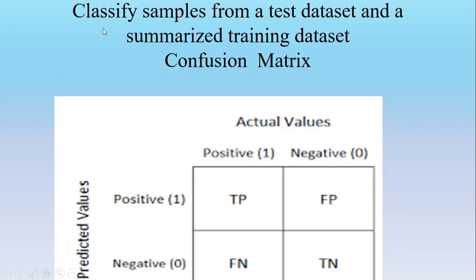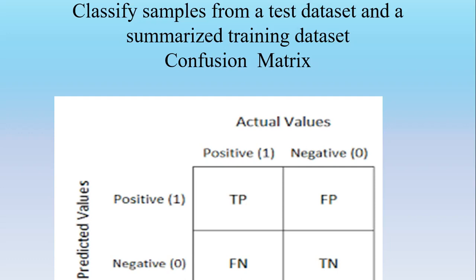Now for the third operation, classify the samples for the test datasets and summarize the training datasets. For this one we require the confusion matrix. It is the performance measure of a machine learning classification problem where the output can be two or more classes. It is a table with 4 different combinations of predicted and actual values.